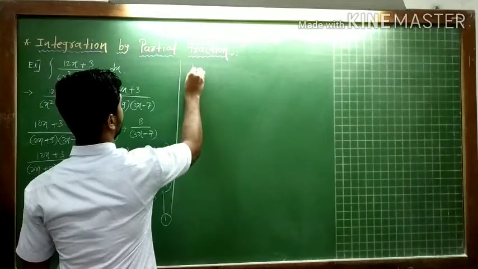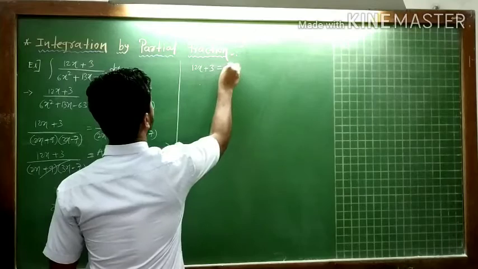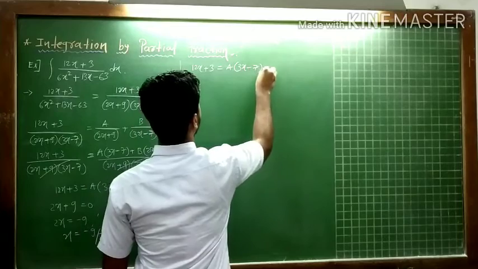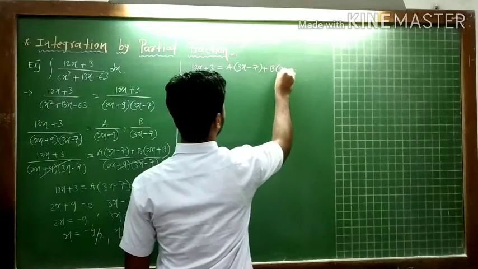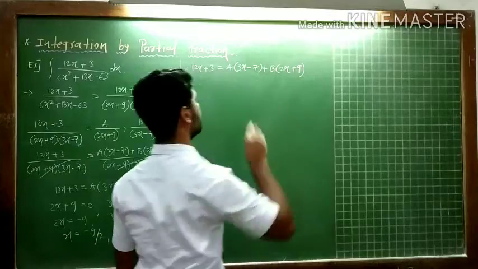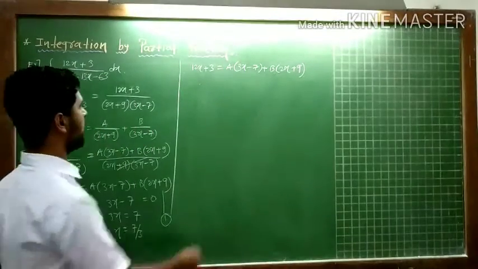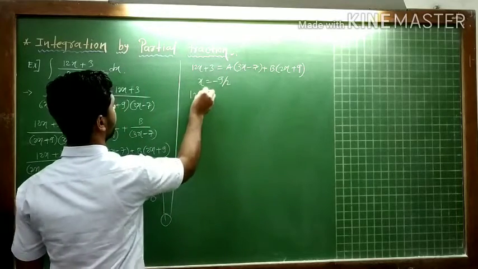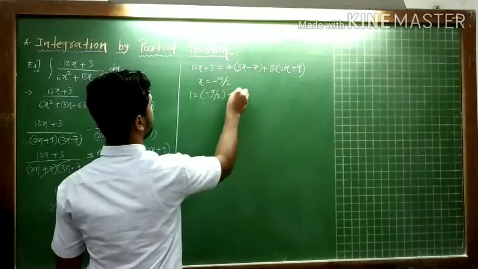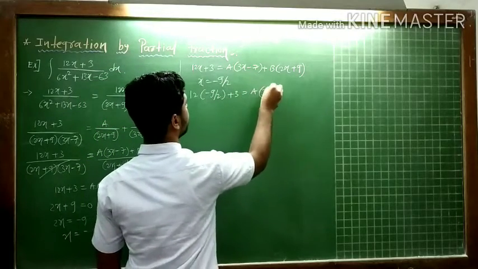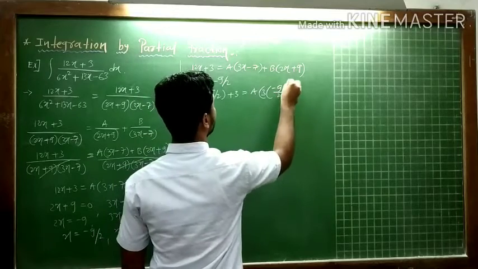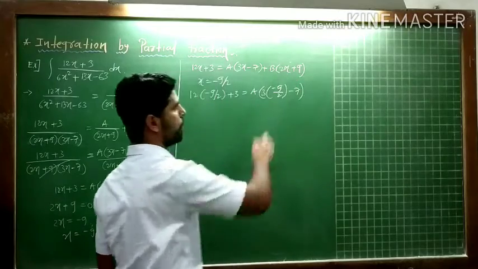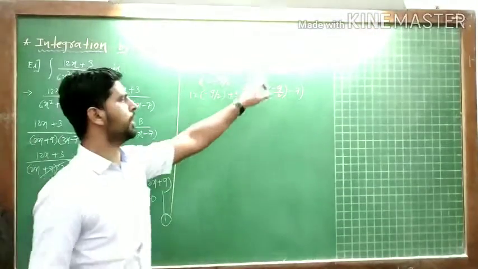Your equation was 12x + 3 is equal to A into (3x − 7) plus B into (2x + 9). Okay, so take the first value, x equal to −9 by 2. If I put it here, I get 12 into (−9 by 2) plus 3 is equal to A into (3 into (−9 by 2) − 7). Don't put it in the B term, because if you put −9 by 2 there, the 2 cancels and −9 plus 9 becomes 0. So just substitute in the A term.